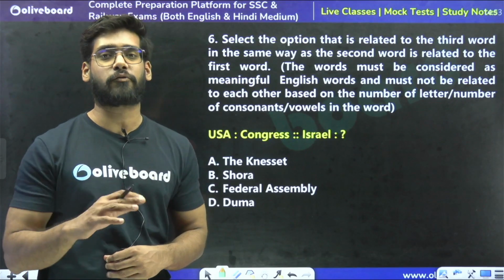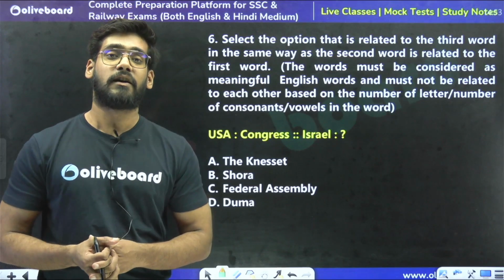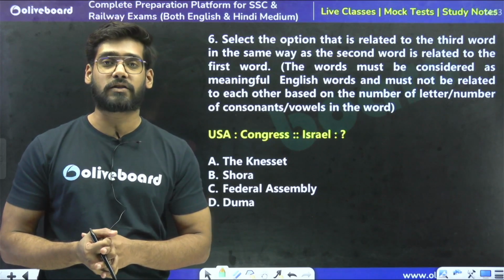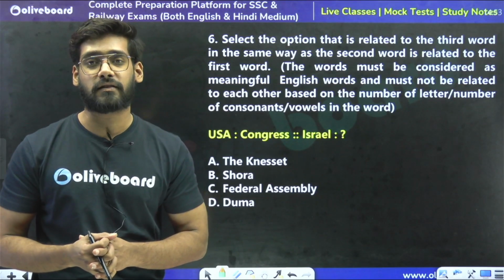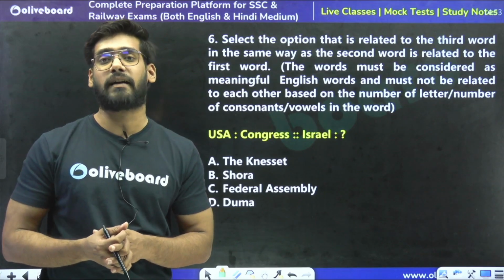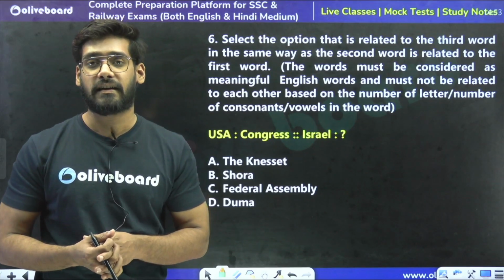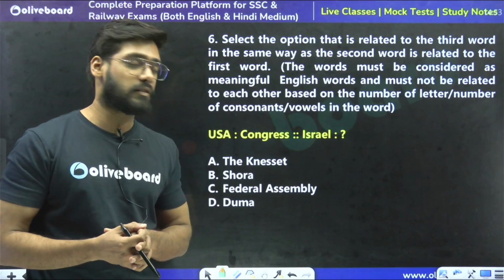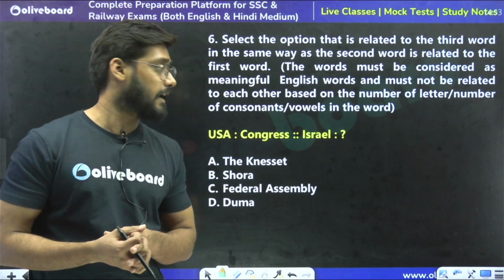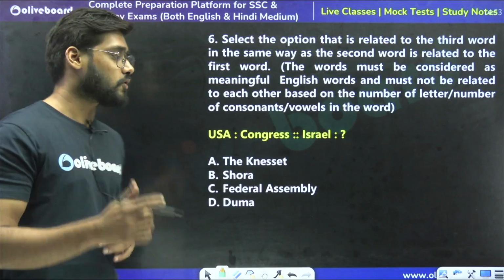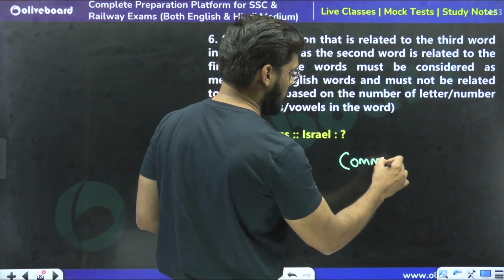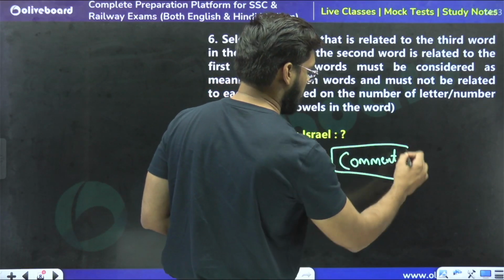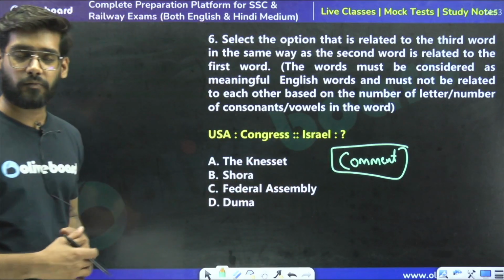Such kind of questions can be skipped, should be skipped, because not all analogy questions will be known to us, because there will be many questions from different analogies, which are different from the GK, right? So if you know how USA is related to Congress and Israel is related to what, then comment down the right answer for this one in the comment box.